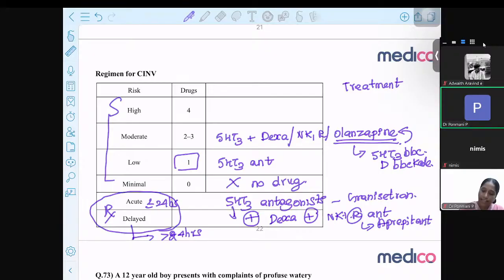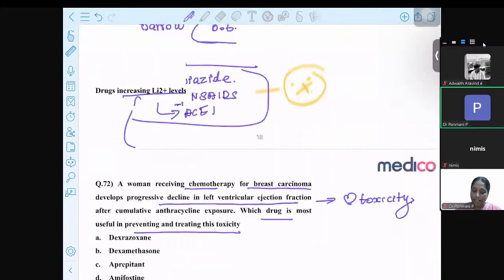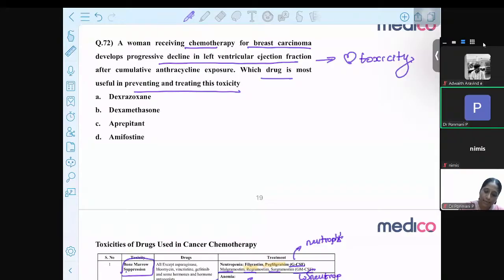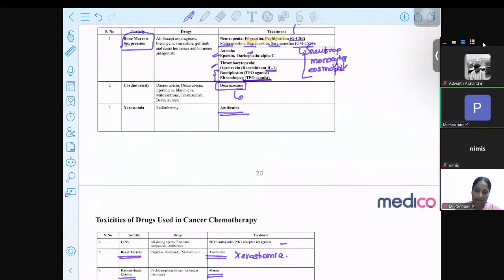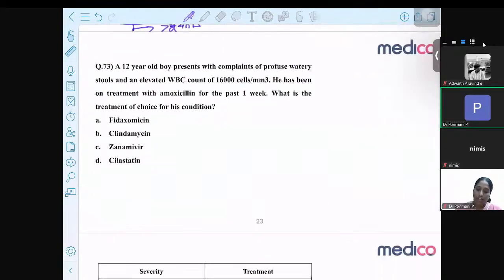If it is high risk, we are going to combine all these together, the 4-drug regimen, that is 5-HT3 antagonist, DEXA, NK1 receptor antagonist, and olanzapine. Okay, so this is going to be the treatment of CINV. So here the answer is, for cardiotoxicity, what is it? It is dexrazoxane. Okay, these two are used for CINV, and amifostine we saw is used for xerostomia. Okay, and also for renal toxicity.